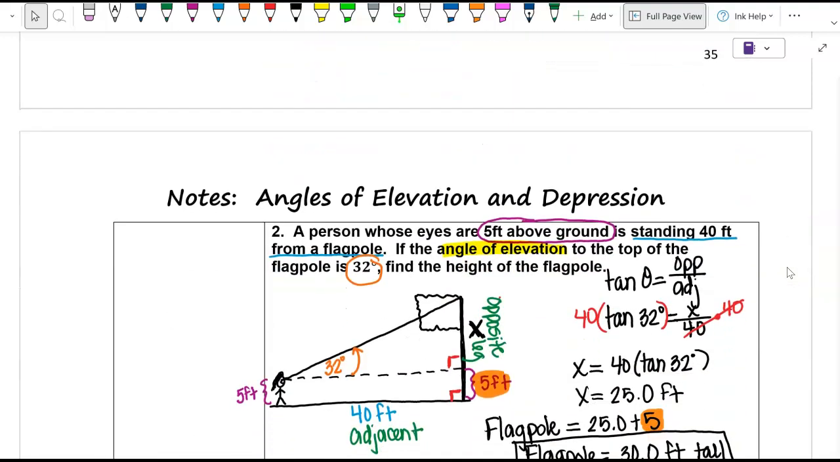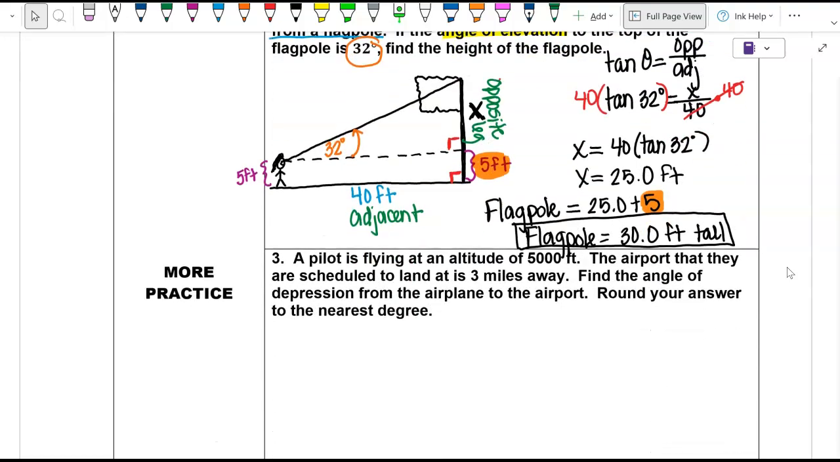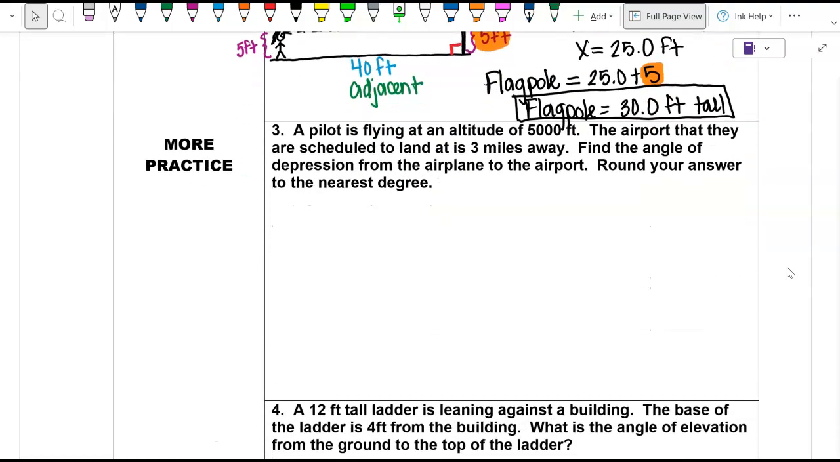Then we did a flag problem where we had to make sure and remember to account for that 5 feet from the ground to their eyes. And then we were getting ready to start this plane problem. A pilot is flying at an altitude of 5,000 feet. The airport that they are scheduled to land at is 3 miles away. Find the angle of depression from the airplane to the airport. Round your answer to the nearest degree.